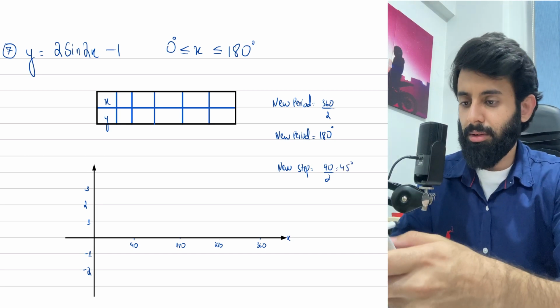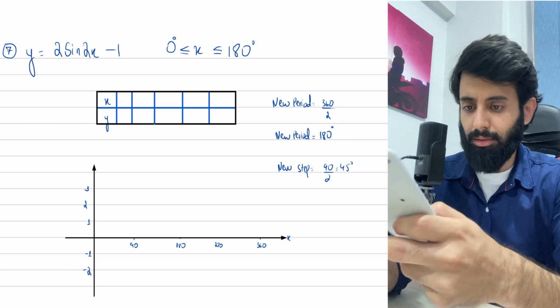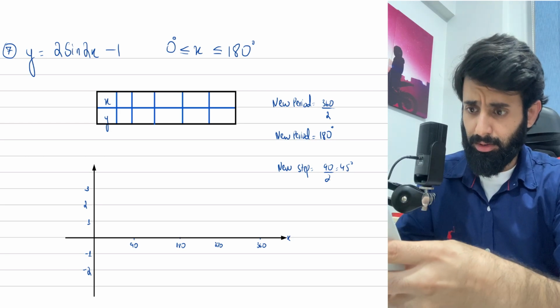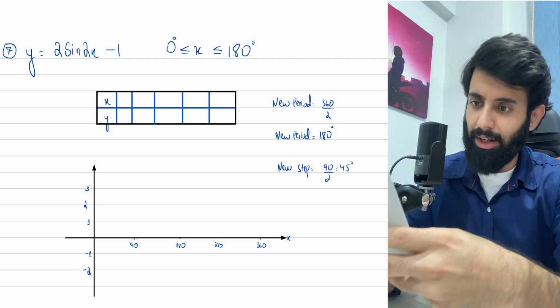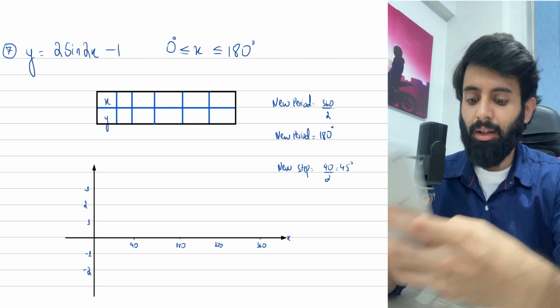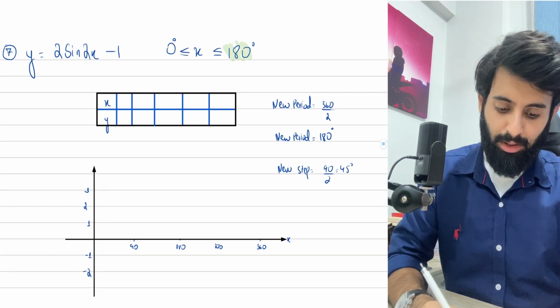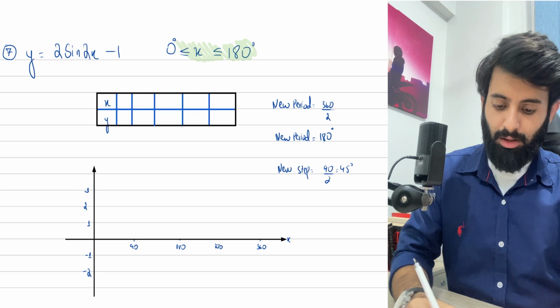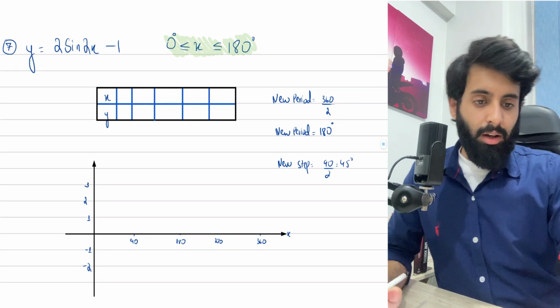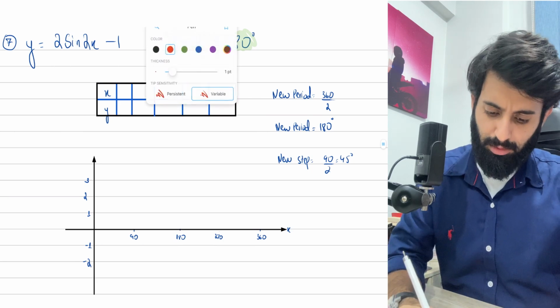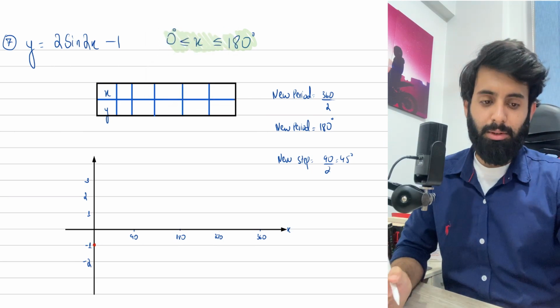So this time also I'm going to be using the table feature in my calculator. So 2 sine 2x - 1, start at 0, and this time we have to end at 180, and step is going to be of 45 degrees. I'm just going to highlight 180 so that I know this is something I should keep in mind.